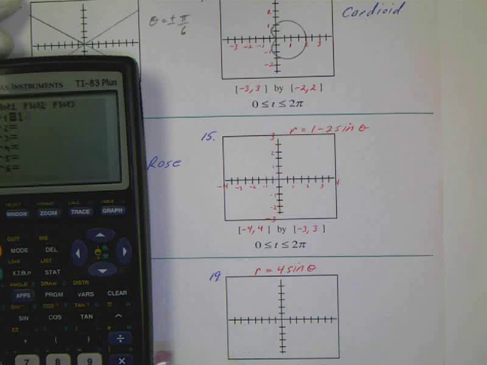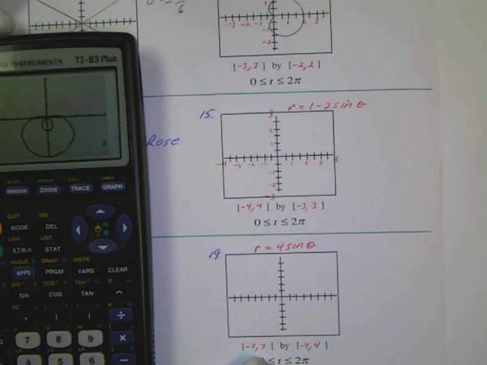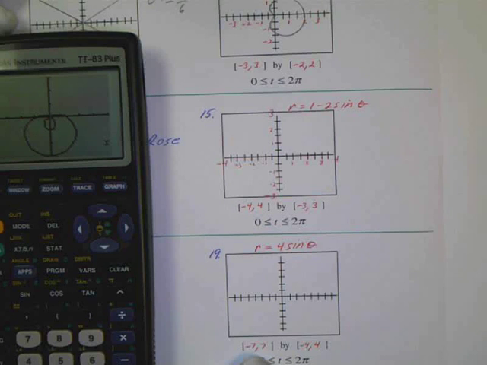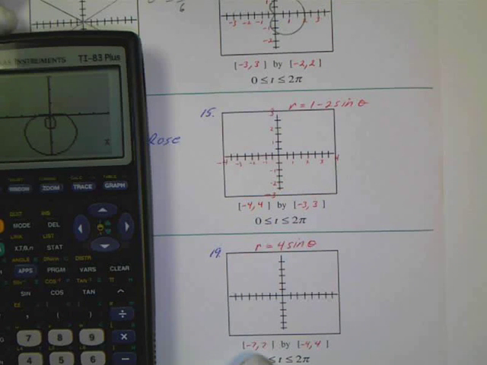So 1 minus 2 sine of theta. Oops, graph. And see, it looks like a cardioid with a little loop in it. Okay. So it's a cardioid again. Well, actually, what we call a limaçon. Excuse me, not a cardioid. So the limaçon is in that form. It's got a little circle in it.